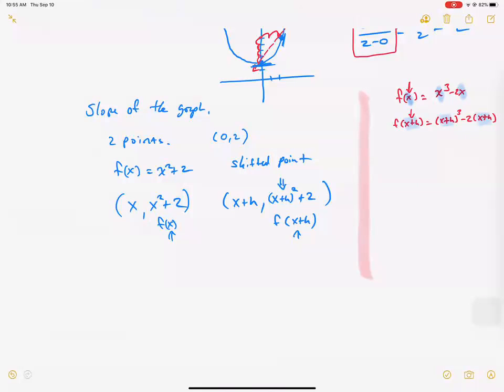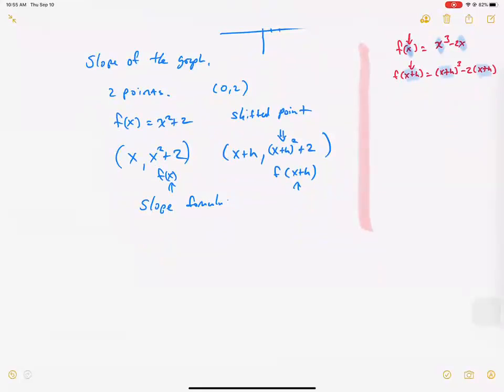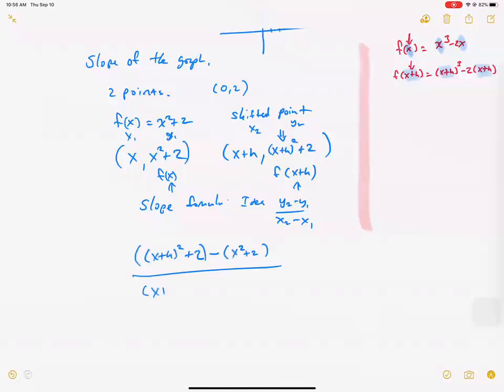So we're going to write the slope formula here, where the idea was y2 minus y1 over x2 minus x1. So we're just going to copy x plus h squared plus 2 minus x squared plus 2. We'll write this in parentheses so you can see it all together, and we'll write x plus h minus x.